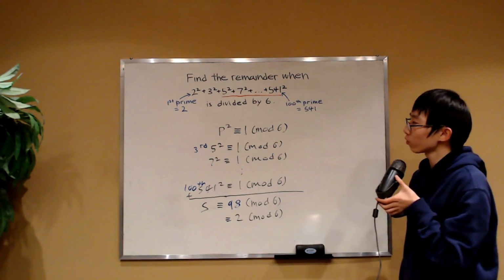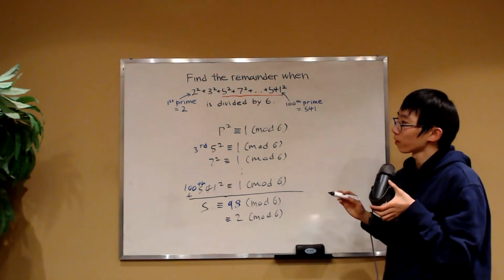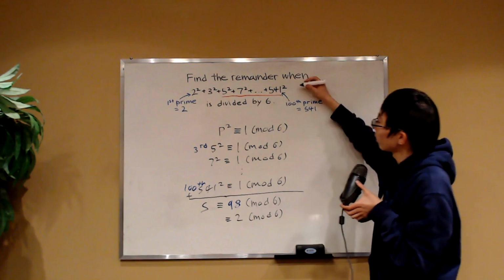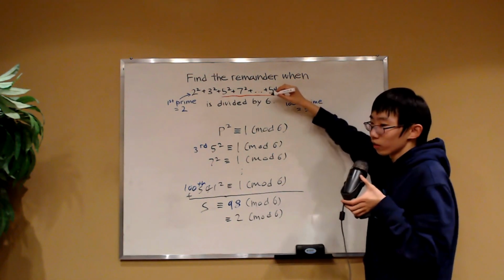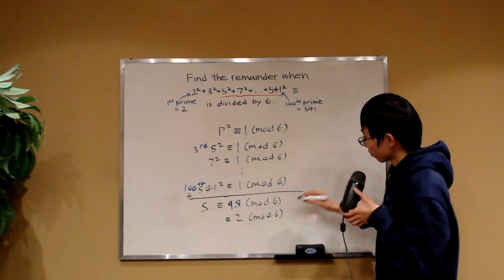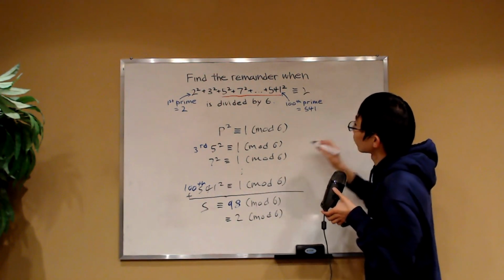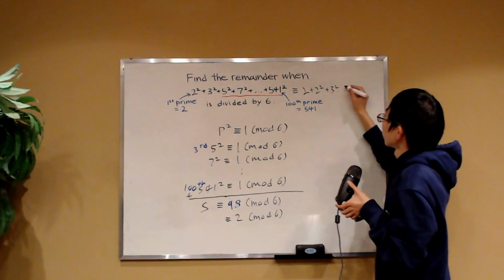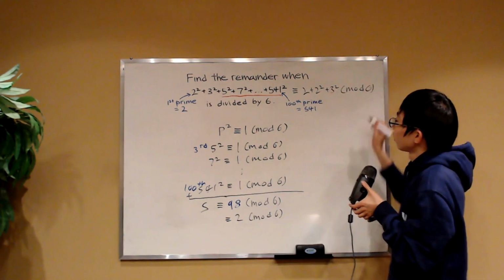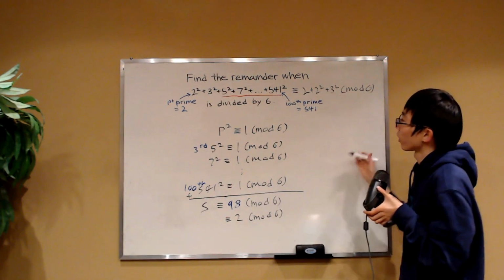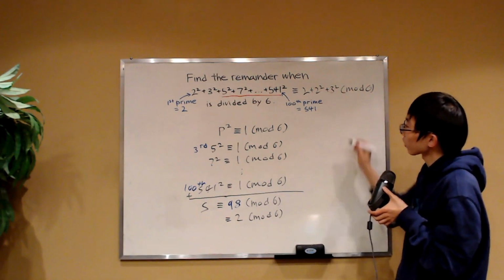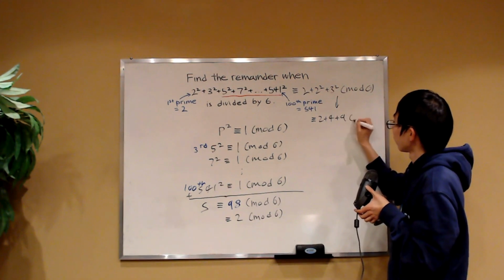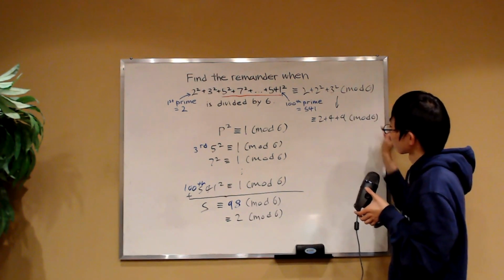Okay, so we've only dealt with the part underlined in red. What about 2 squared and 3 squared? That's pretty easy. This part underlined in red is congruent to 2 already, and then we just have plus 2 squared plus 3 squared mod 6. We know what 2 squared and 3 squared are: they're just 4 and 9. So altogether, this is congruent to 2 plus 4 plus 9 mod 6.